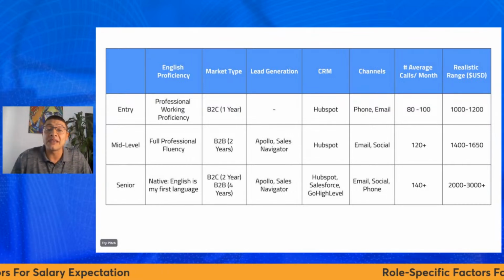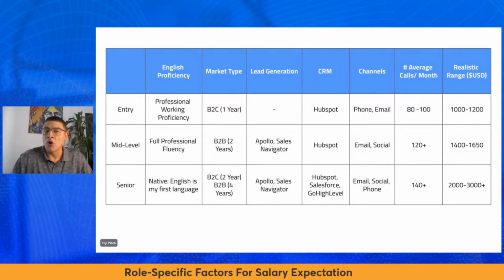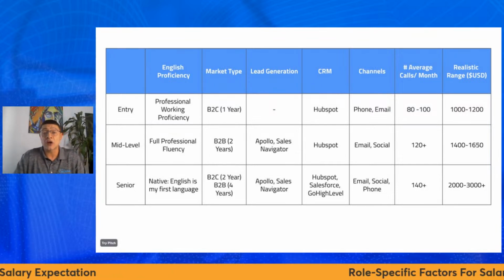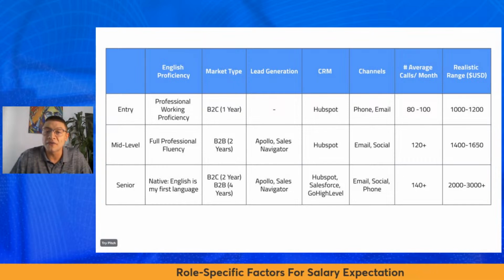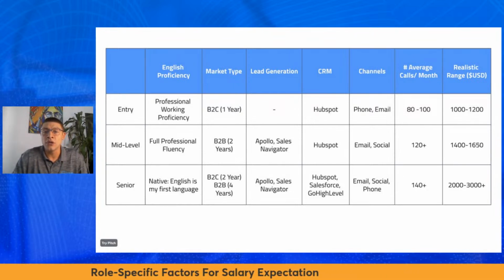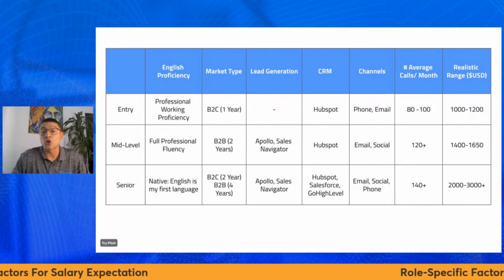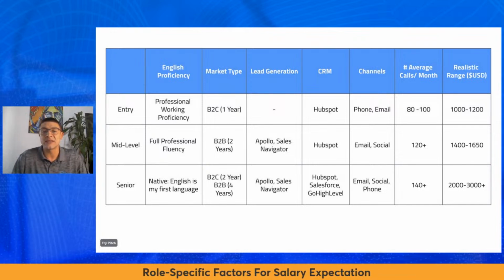Mid-level would be now those C1s, full proficiency, fluency. C1s, you have experience in B2B for 2 years, or less. You've used Apollo, you've used Sales Navigator, you've used HubSpot as well. Email and social, you haven't really used the phone, right? I'm sorry, no, we're missing phone. You have used email, phone, and social. You've done about 120 calls on a daily basis, 1,400 to 1,650.